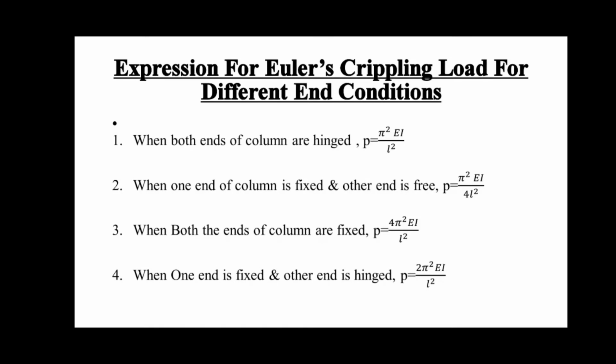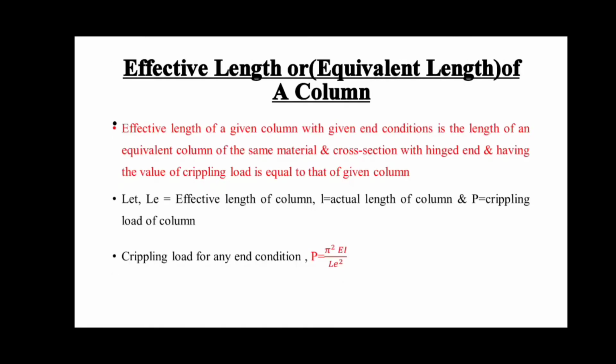Next is the effective length or equivalent length of a column. So what do you mean by effective length? Effective length of a given column with given end conditions is the length of an equivalent column of the same material and cross section with a hinged end and having the value of the crippling load equal to that of the given column.